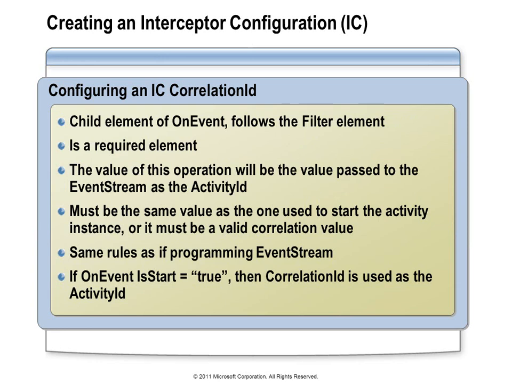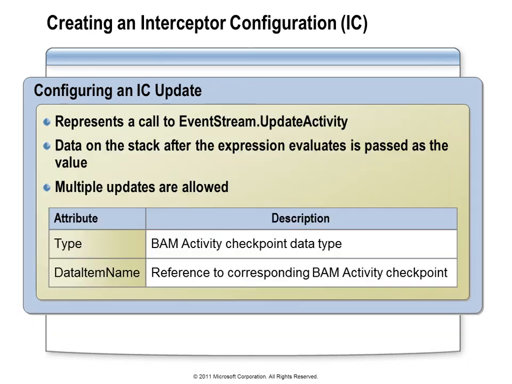Correlation ID is one piece of the continuation. So within the on event, after you've applied your filter, you can specify a correlation ID, and this is what's going to be passed in as the activity ID. It's especially important if you're doing continuation that you have the right ID. But if you're using an on-start event, or you say that a particular event is the start, then that correlation ID will become the activity ID. So this is really just your continuation here, where you're following a continuation, you're providing the ID you want to use to write to that ID, write to that activity.